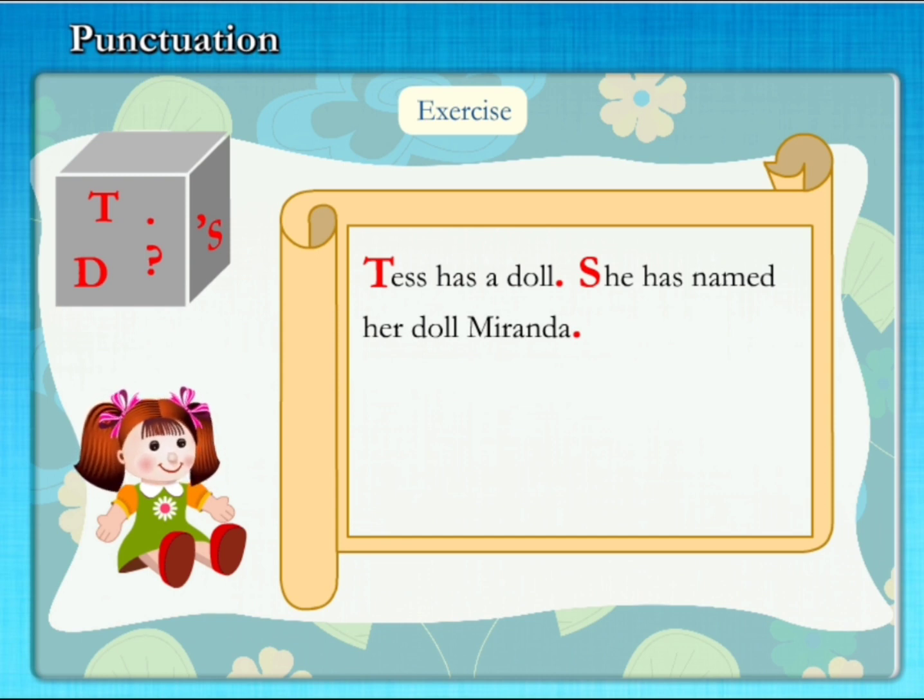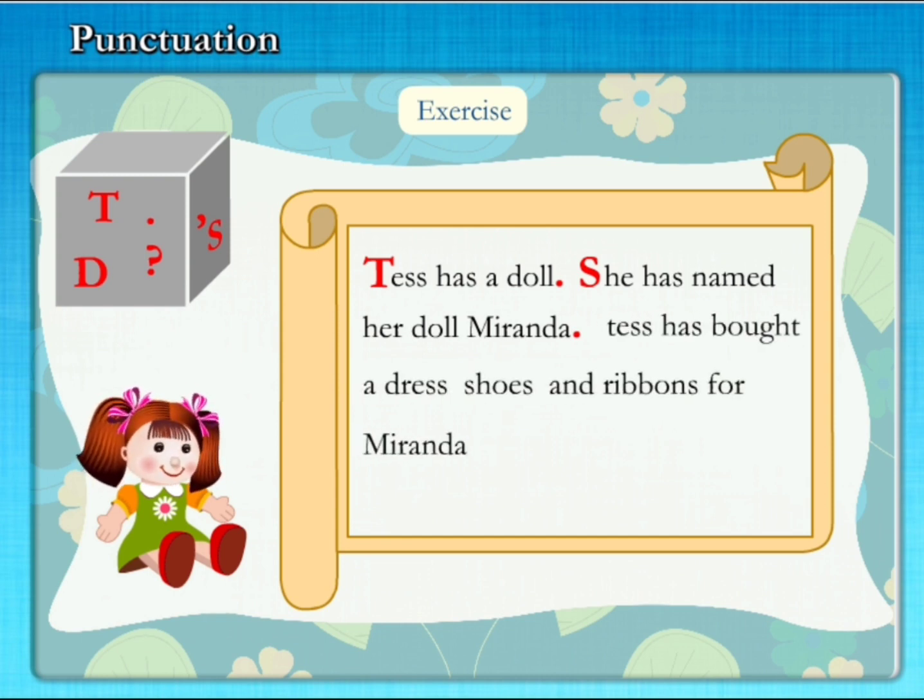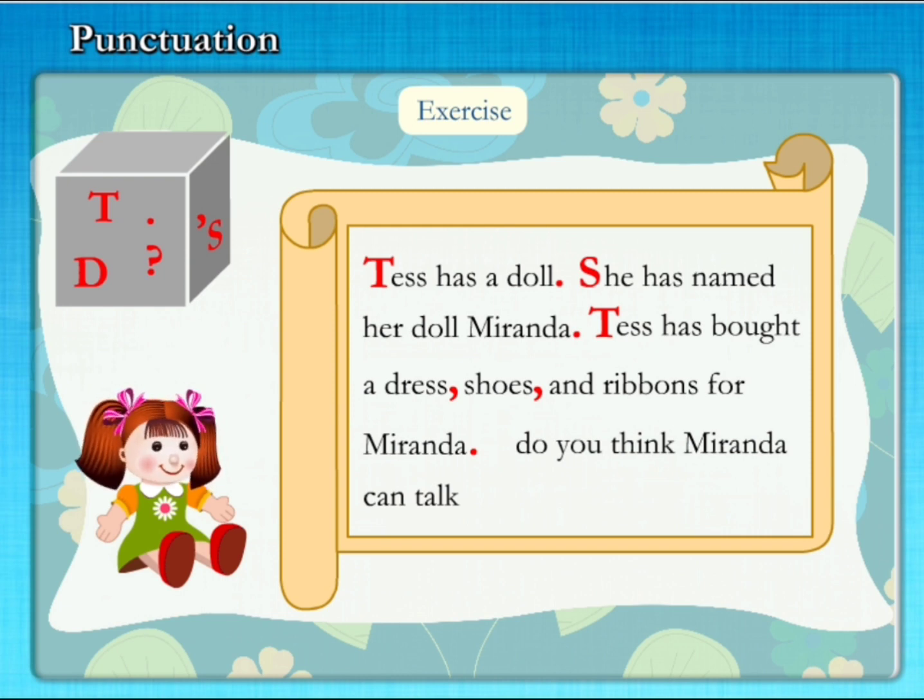Which punctuation marks should we put in the third sentence? In the third sentence, we make the T of Tess capital and end the sentence with a full stop. We also put commas after the words dress and shoes because they are items in a list. Which punctuation marks should we put in the fourth sentence? In the fourth sentence, we have to make the D of do capital and end the sentence with a question mark because this sentence asks a question.